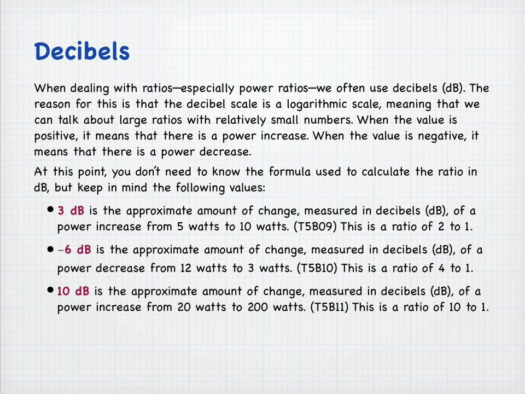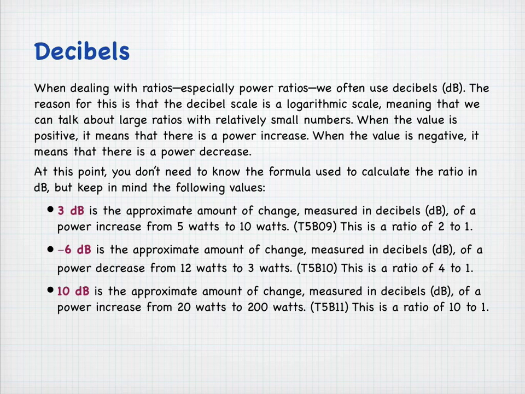10 dB is the approximate amount of change measured in decibels, dB, of a power increase from 20 watts to 200 watts. 20 watts to 200 watts is a ratio of 10 to 1, and because it's a power increase, the value is positive.